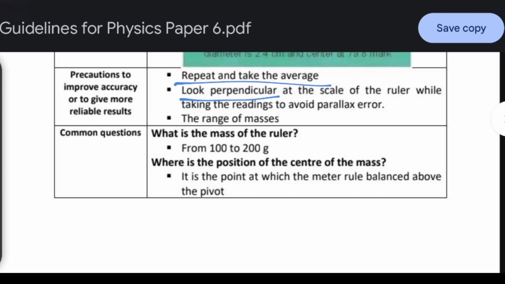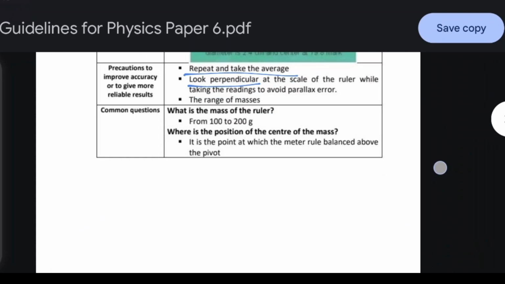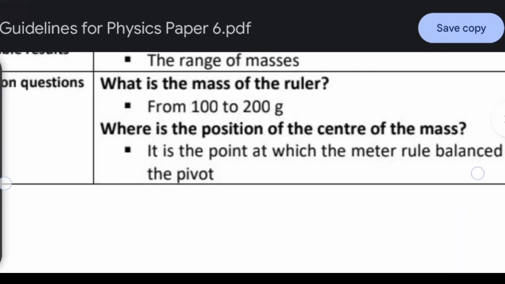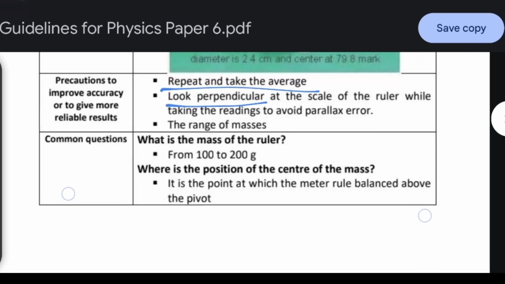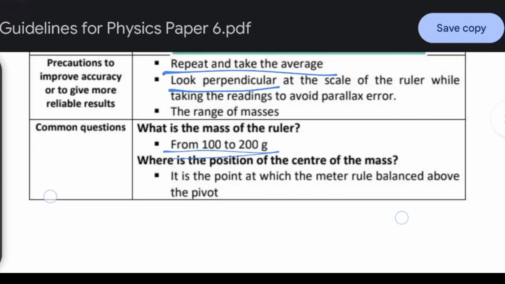Okay, you can keep changing the range of the masses to improve the accuracy of the experiment. Next, what is the mass of the ruler? From 100 gram to 200 gram, you can write any value.